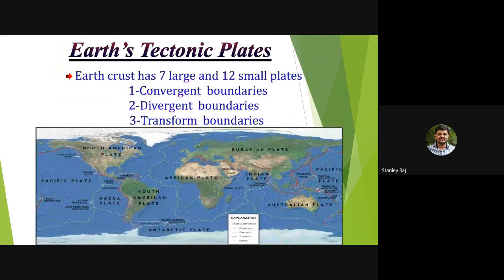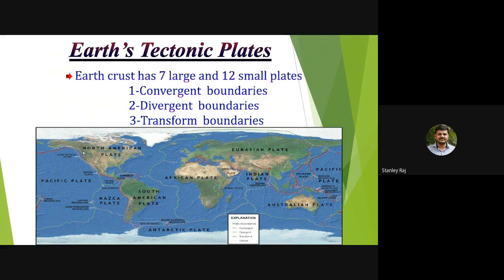The earth's crust has seven large plates and 12 small plates. You can see the plates; these are the tectonic plates. Remember, I am reminding you of each and everything. These are all theories; we don't have any practical proof yet. They are based on information collected from the statistical department as well as from the number of earthquakes that happened in previous history.